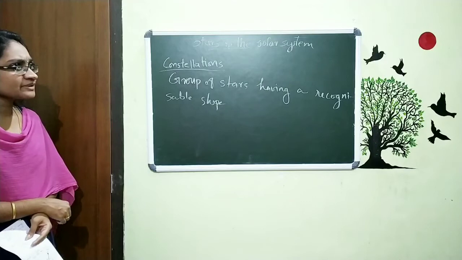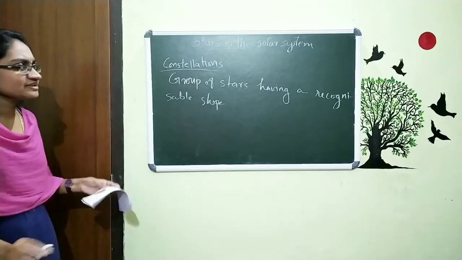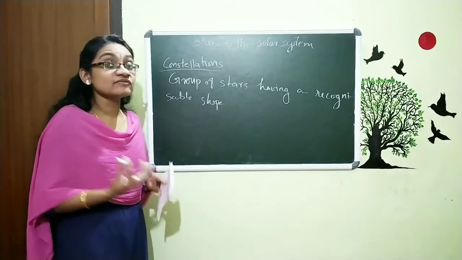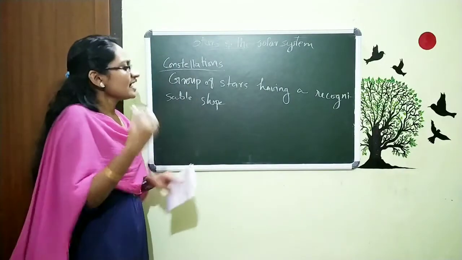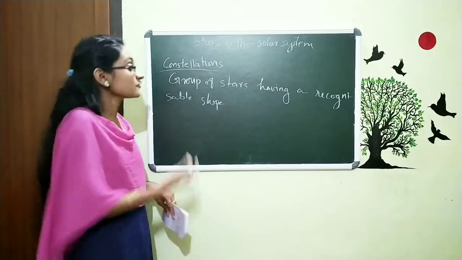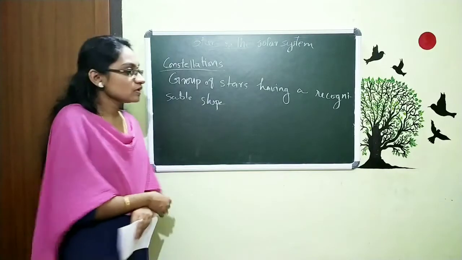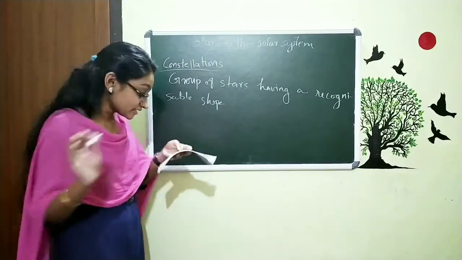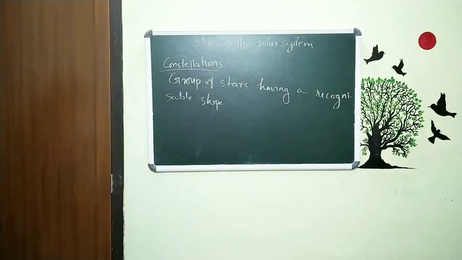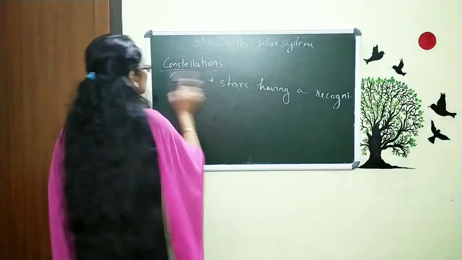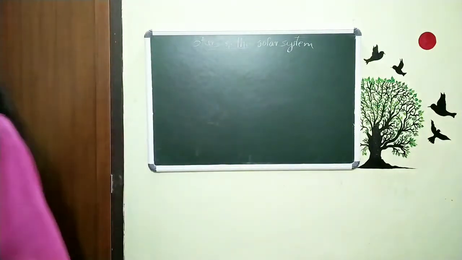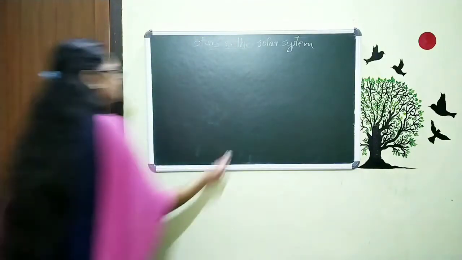Group of stars having a recognizable shape is what? Constellations. The old people observed the sky and felt the stars having a particular shape of a particular thing, and they gave names to these constellations. Now we are going to study some examples. There are a number of constellations present. We are only studying some of the important constellations. So now we are studying the different types of constellations. Two or three constellations you have to study, and it is very simple.